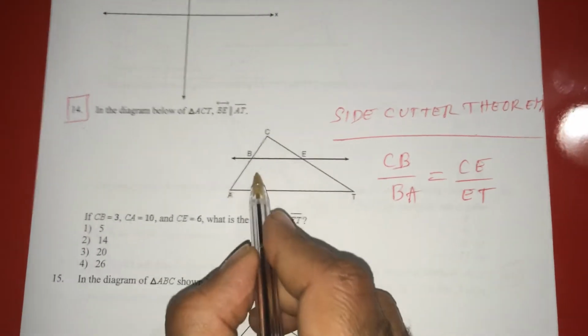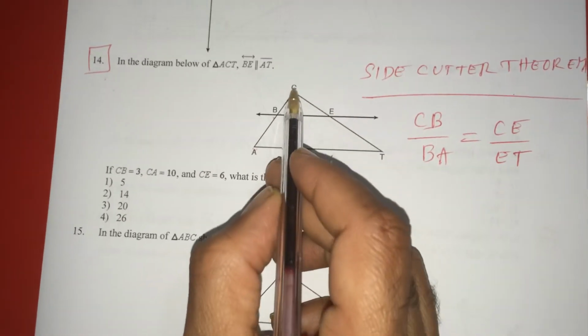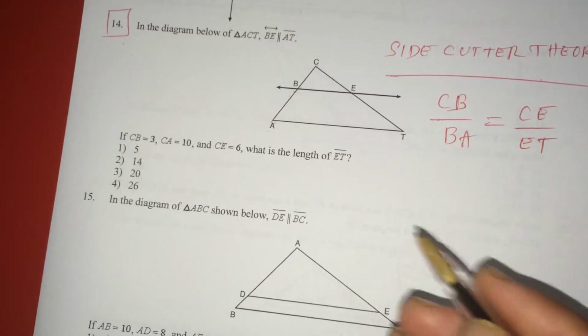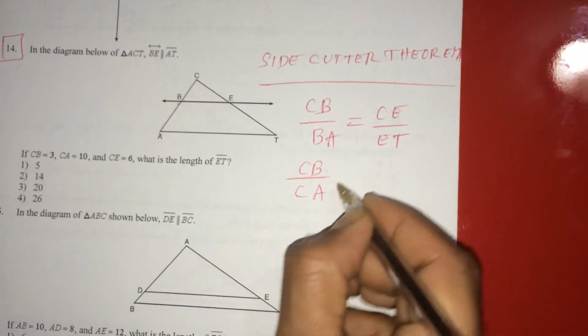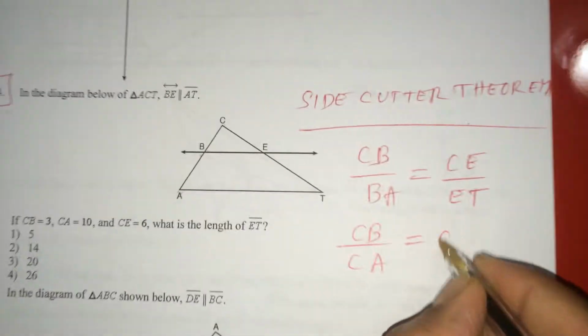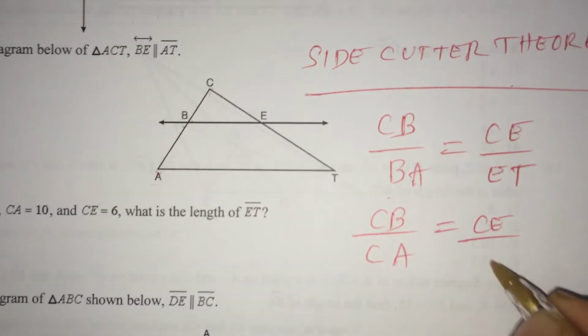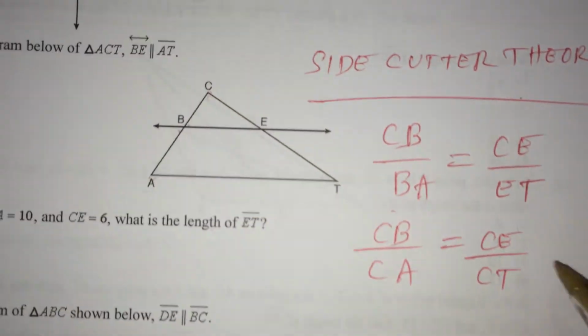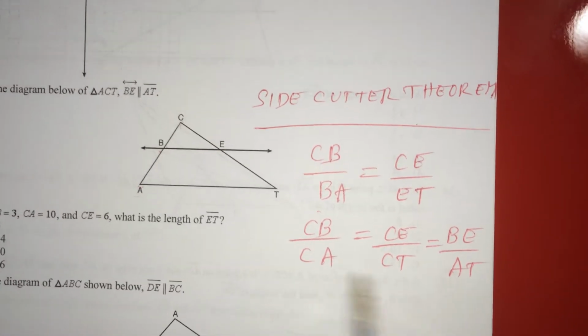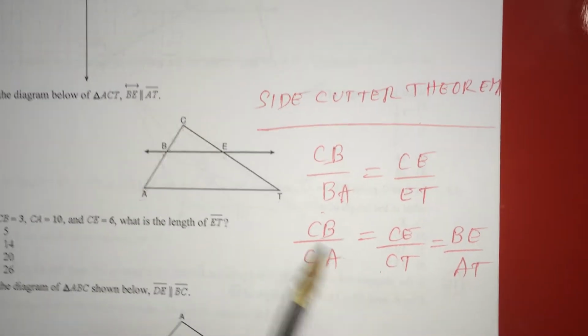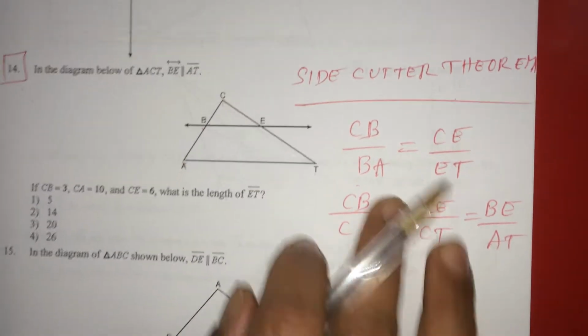Also, since these two triangles CBE and CAT are similar, you can also get CB over CA is equal to CE over CT, also BE over AT. This is also useful for doing problems. You should have this knowledge about this.